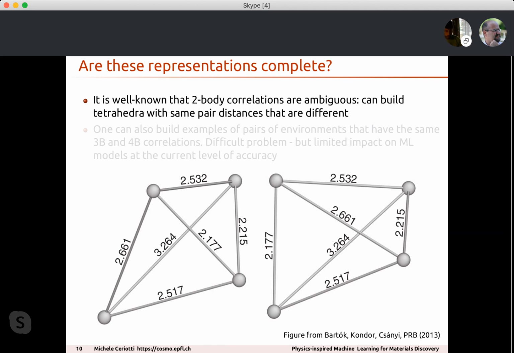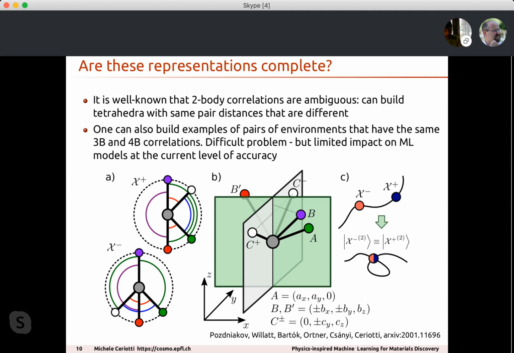However, many people use nonlinear kernels or neural networks, which mean that your model is a nonlinear function of this set of features. So if your set of features was a univocal mapping of a structure, then you would have a guarantee that a sufficiently complex nonlinear function would be able to represent any function. It turns out that actually these atom-centered representations are not univocal, and you can build counterexamples in which you have two environments that are clearly different, but have exactly the same two and three body representation.